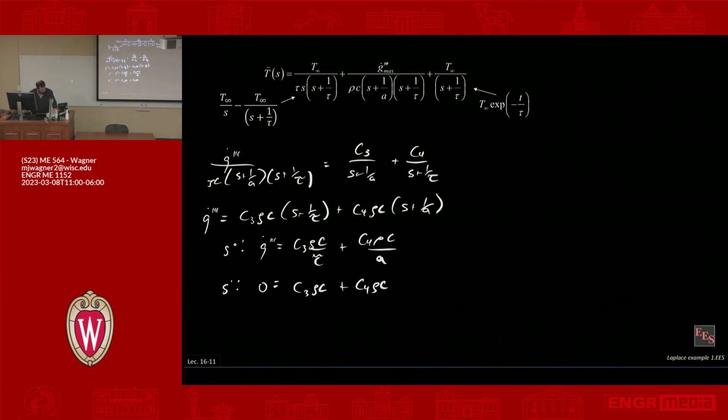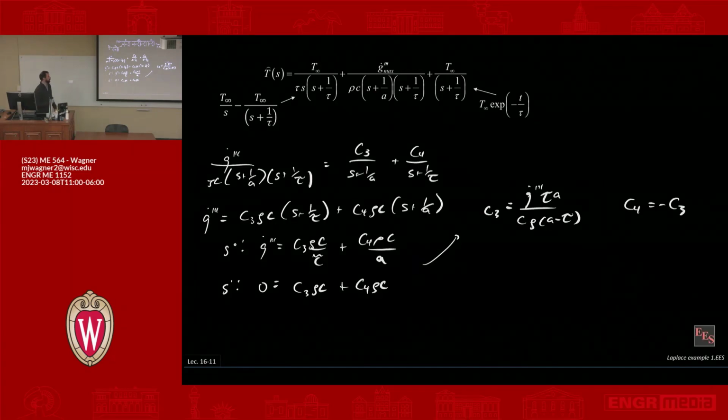So it would be, where do we go? So let me just write this up here. So C3 ends up being g dot triple prime times tau times a over c rho a minus tau. And C4 is just minus C3, right? Same thing, but with a negative. Okay, so we have this equivalent now.